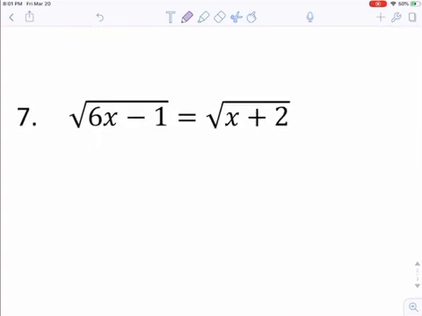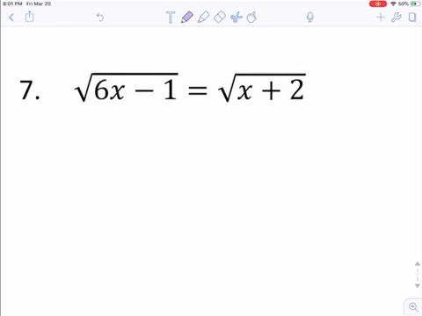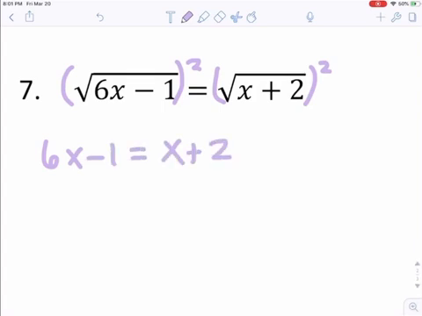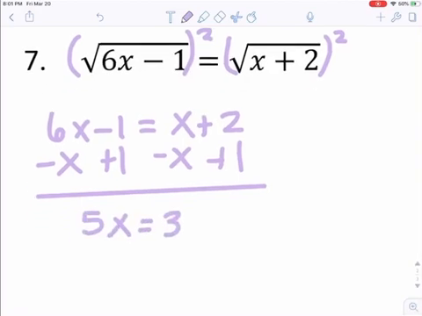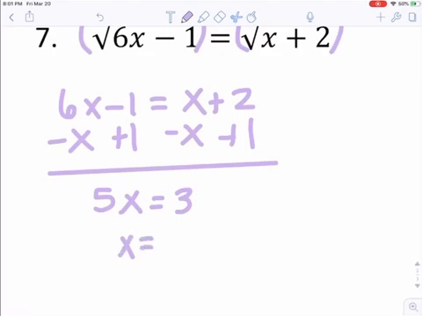Okay, number 7. Same process. So yes, there's radicals on both sides, but they're both isolated. All I need technically is one radical to be isolated on one side of the equal sign. Well, here I have two. That's totally fine. I'm still going to square both sides because it's the square root. That's going to cancel out the square root on both sides, and then I'm left with this super simple equation to solve. So I'm going to get x by itself. Subtract x, add 1. So I get 5x equals 3. So x equals 3/5.